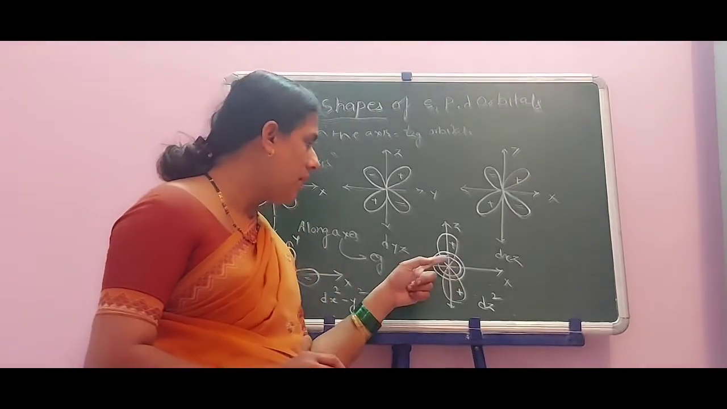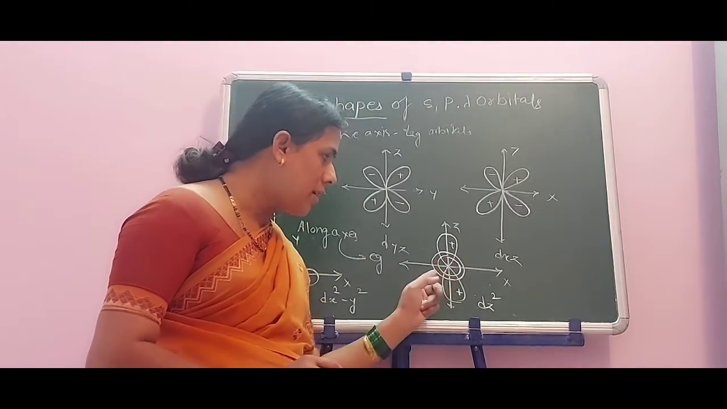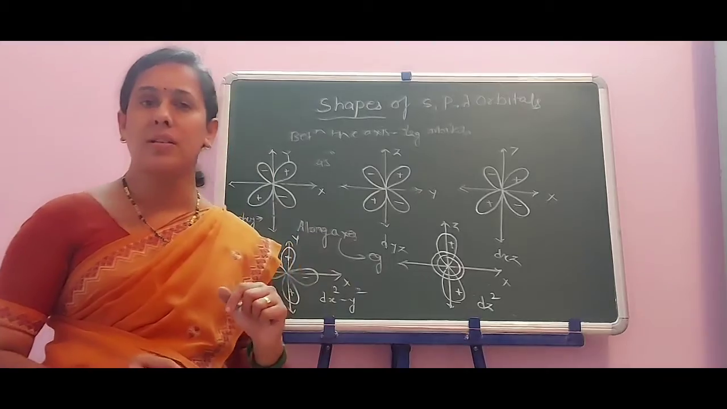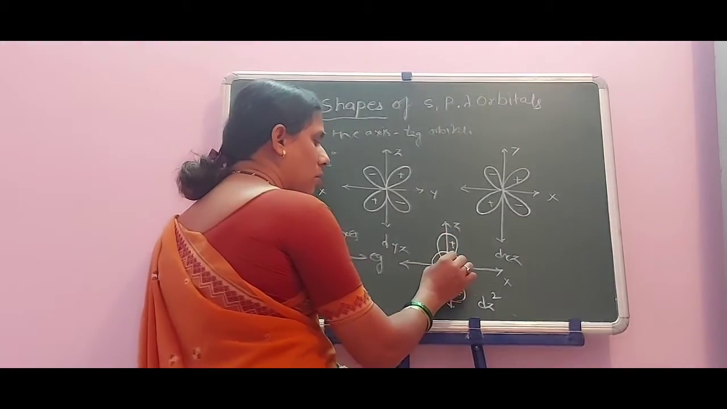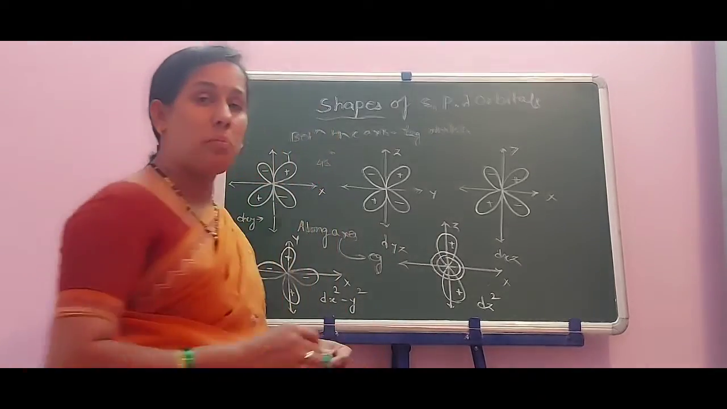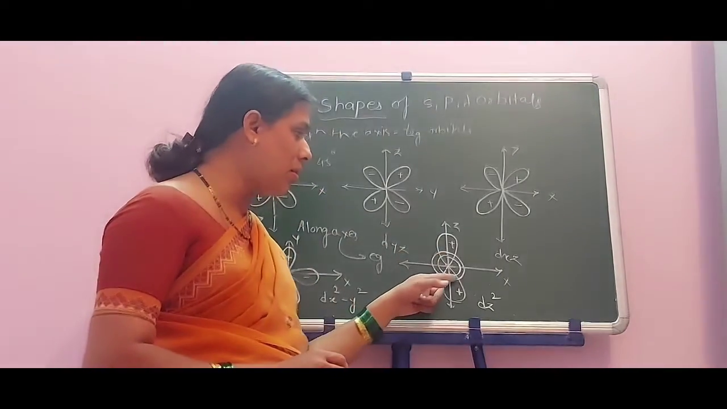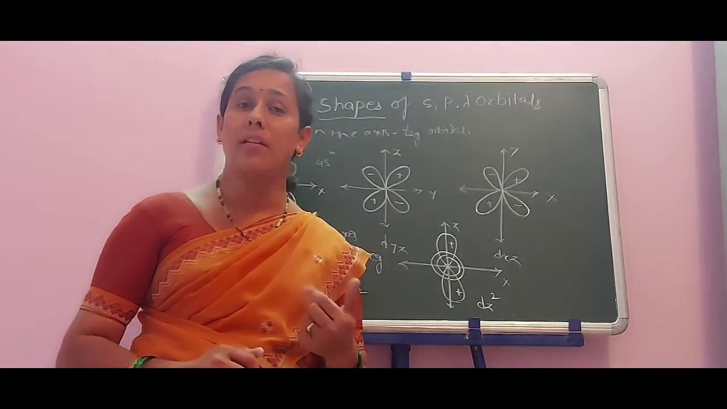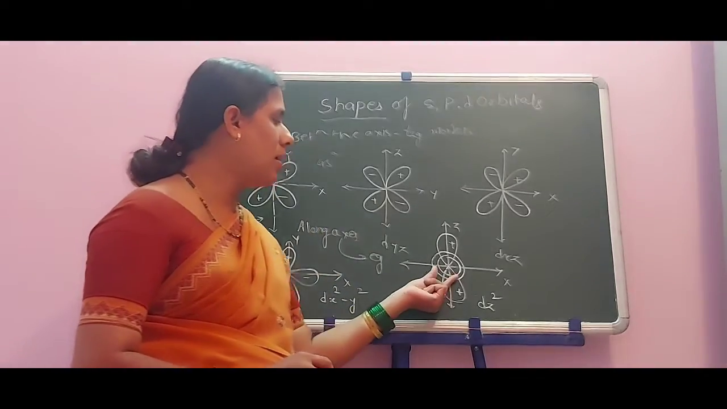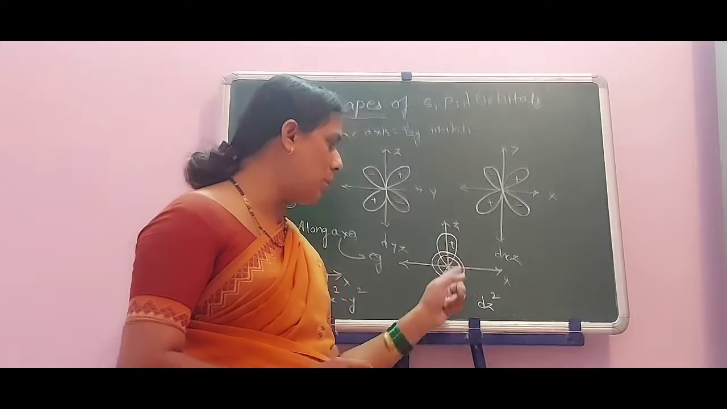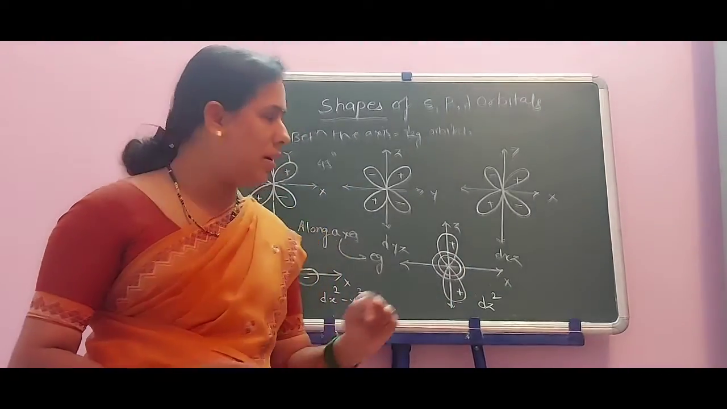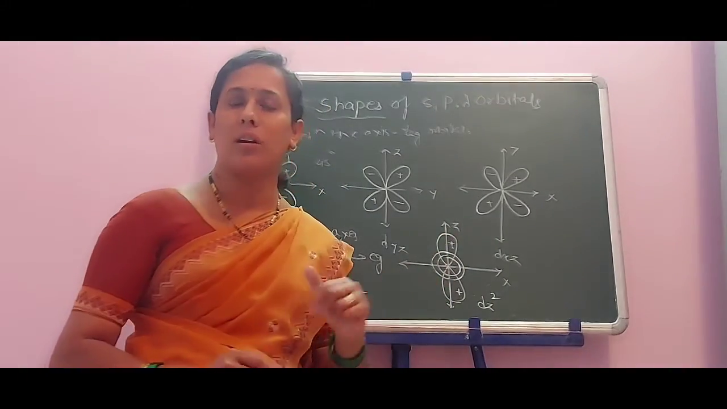And here the circle is drawn at the center, the nucleus. Here the negative charge is present. Actually the nucleus is positively charged, but here the electron cloud is negatively charged. Therefore in dz square orbital both the lobes have a positive sign, and it is also located along the axis.